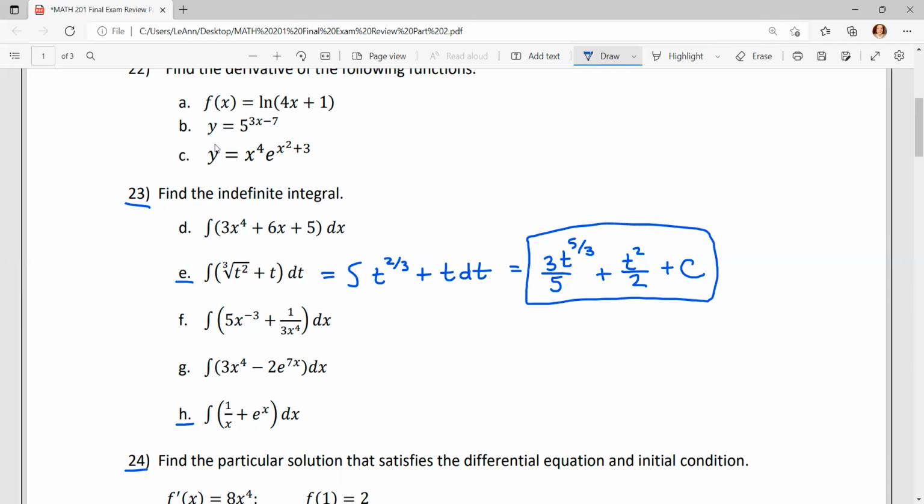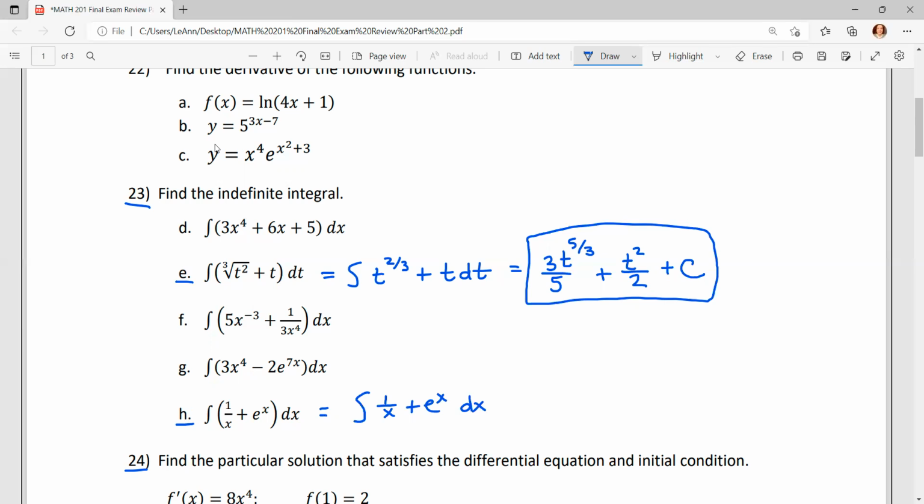Okay, let's look at h. This one is also separated by a plus, and these are 2 of our special integrals. So we have 1/x plus e to the x dx. You don't need the parentheses around it. They just did that to emphasize these.